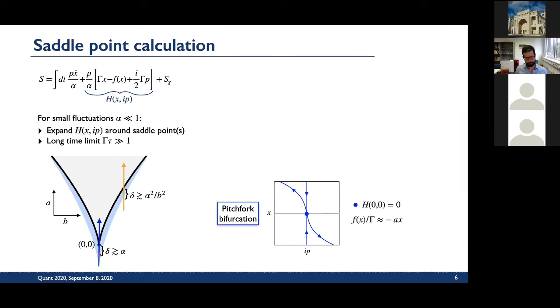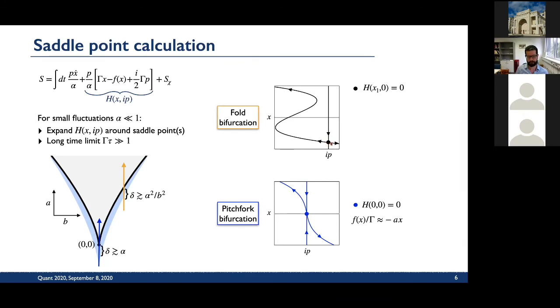The saddle point structure is the following. At the pitchfork bifurcation, we only have one saddle point, which is at 0. And across the bifurcation transition, this saddle point becomes unstable. That's essentially the transition: we go from a stable to an unstable point. More interesting is the fold bifurcation, where we also have the saddle point here at 0, which is the only stable minimum down here. And it remains stable, even going across this line, because the minimum still remains.